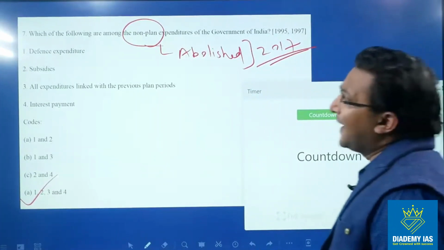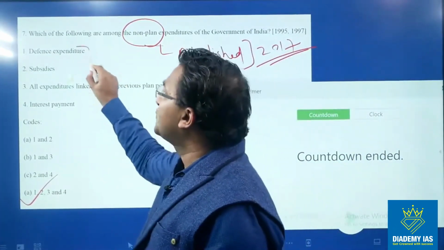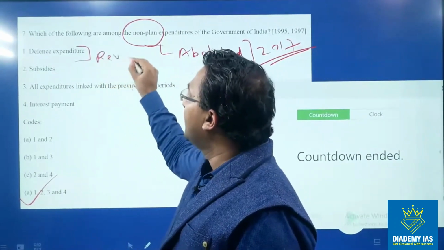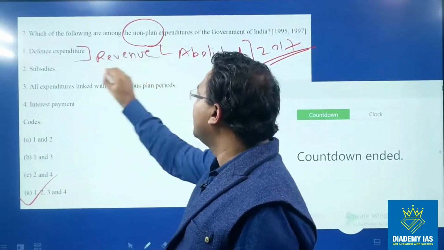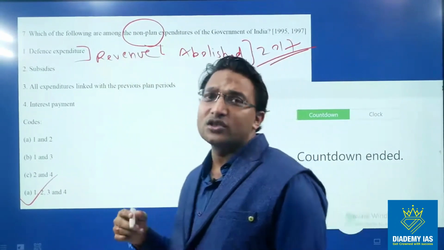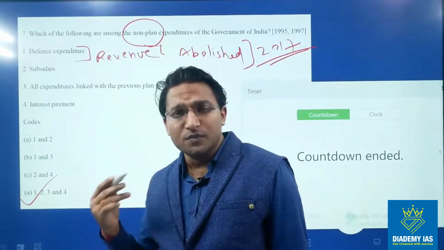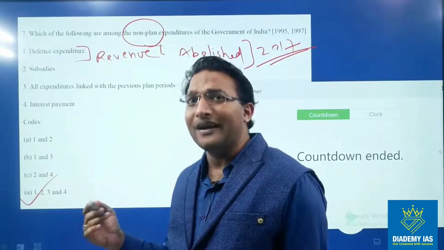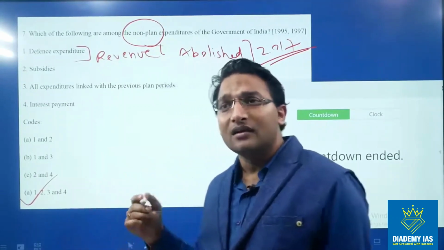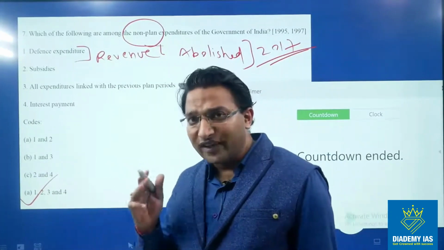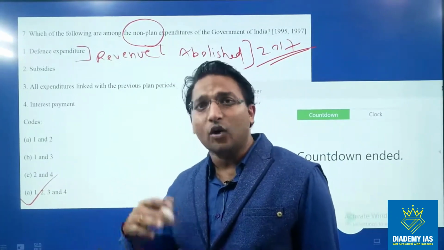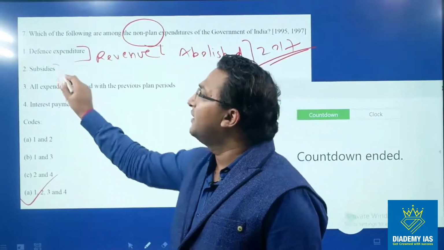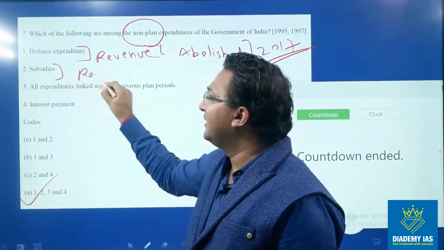But can I ask you, defense expenditure is revenue or capital? This is revenue. Unless something is said, it will be considered as a revenue. If something is said, for example, if the question says the road has been constructed on the border, so that will be part of the capital expenditure, because in that we have created the asset. So if the expenditure is impacting the asset or liability, then it is a capital expenditure. Subsidies are clearly part of the revenue expenditure.